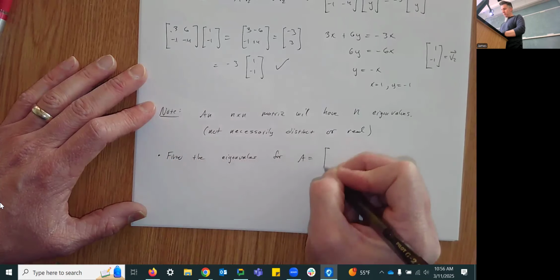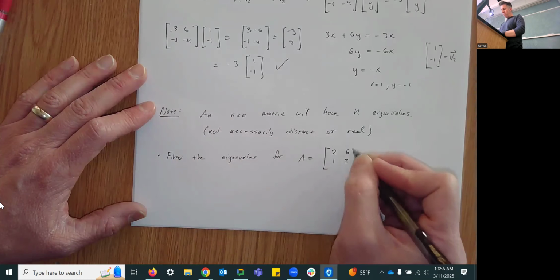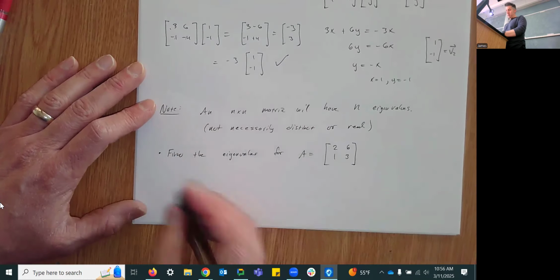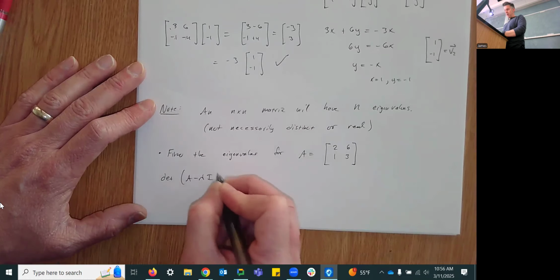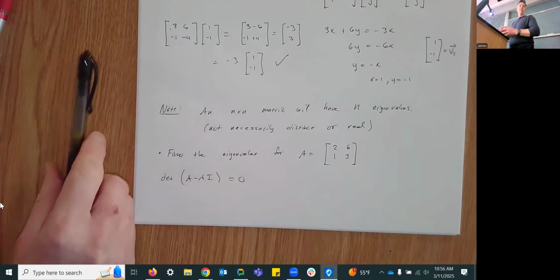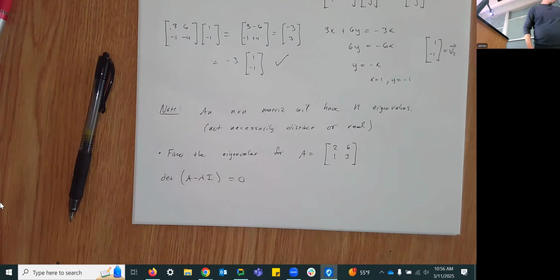A equals the matrix 2, 6, 1, 3. So I want you all to try finding the determinant of A minus lambda times I, setting that equal to 0, and solving for lambda. The eigenvalues should turn out to be nice. I mean, integers.